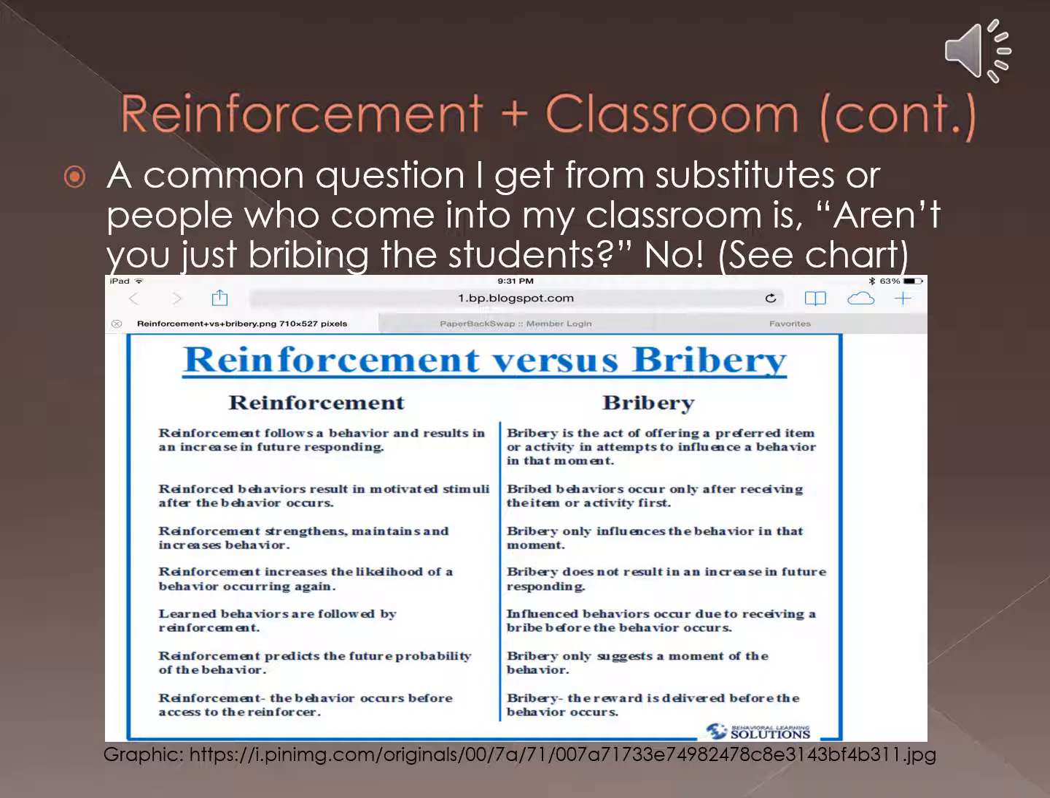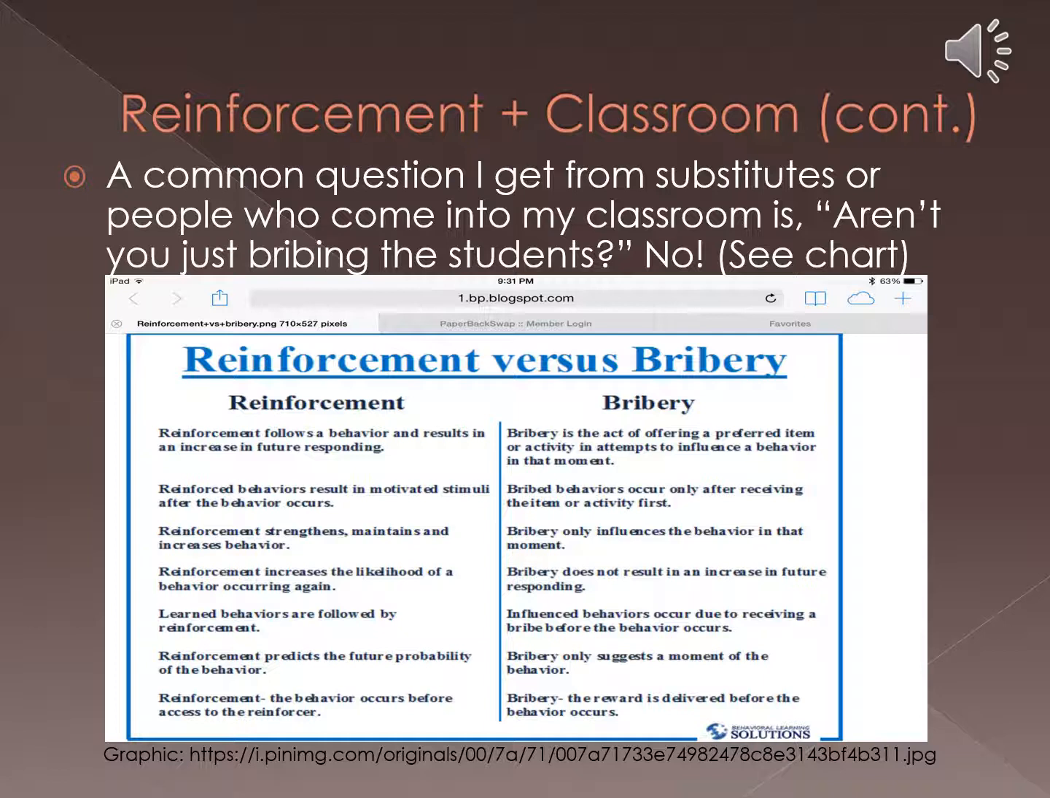Reinforcement increases the likelihood of a behavior occurring again. Bribery does not result in an increase in future responding because you're solely focusing on that one moment. Learned behaviors are followed by reinforcement. Influenced behaviors occur due to receiving a bribe before the behavior occurs.